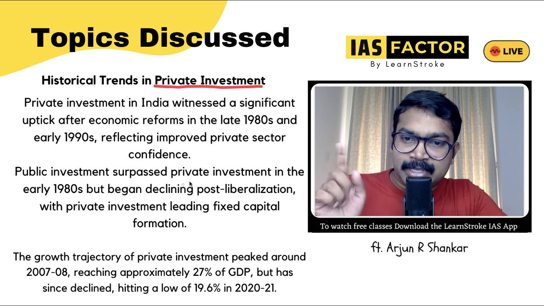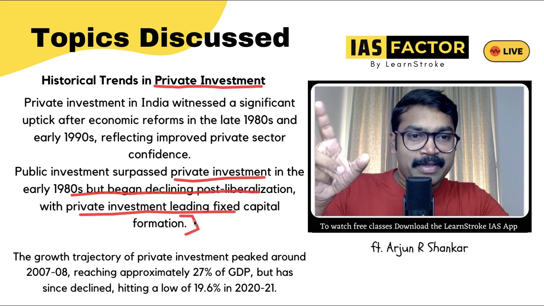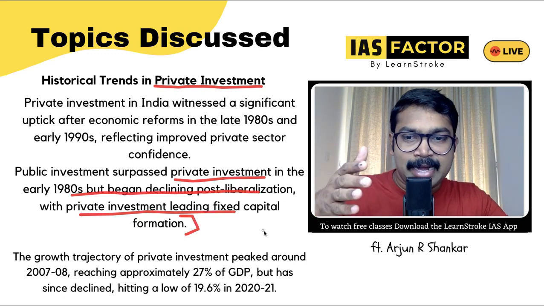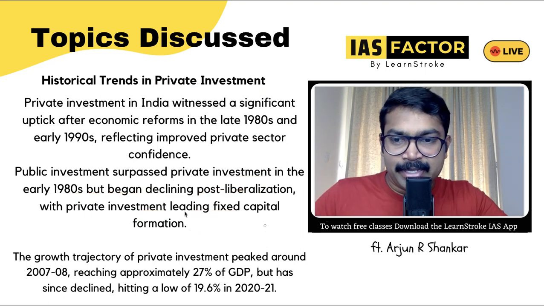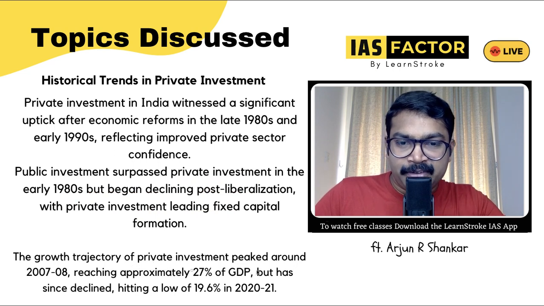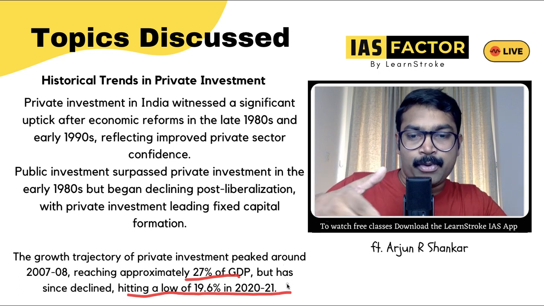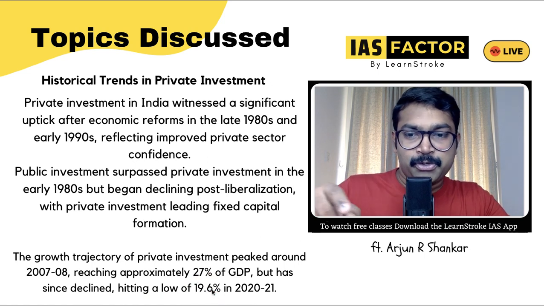Public investment surpassed private investment in the early 1980s, but began declining post liberalization, with private investment leading fixed capital formation. Previously the government was leading it. After the 80s, after the 1990s, private investment slowly surpassed government investment, because that is why development is happening. The growth trajectory of private investment peaked around 2007, reaching 27% of GDP, but has since declined. After 2007-8, recently the private investment has also come down. In 2020-21, it has come down from 27% to 19%. So you should know why that has come down.